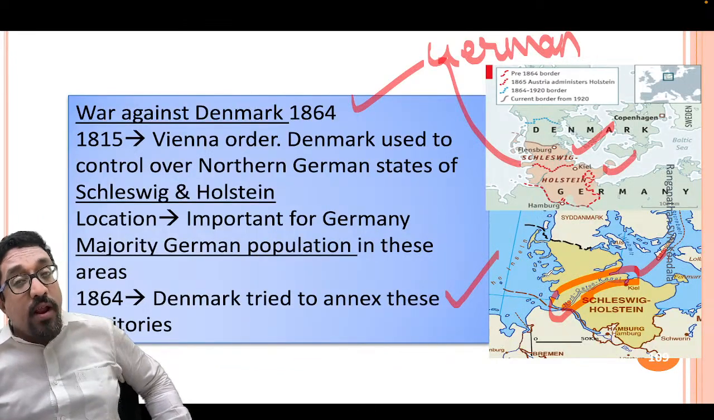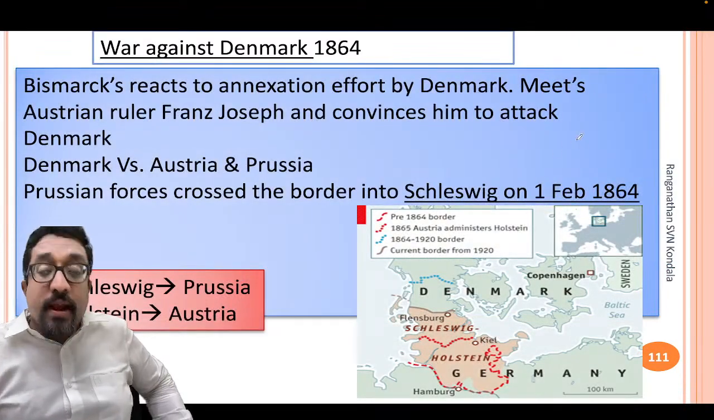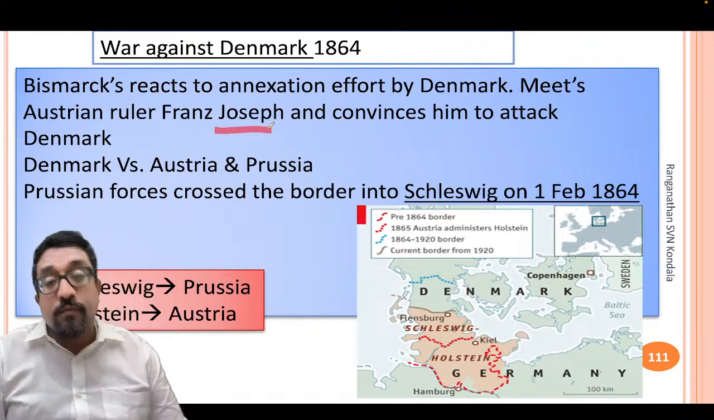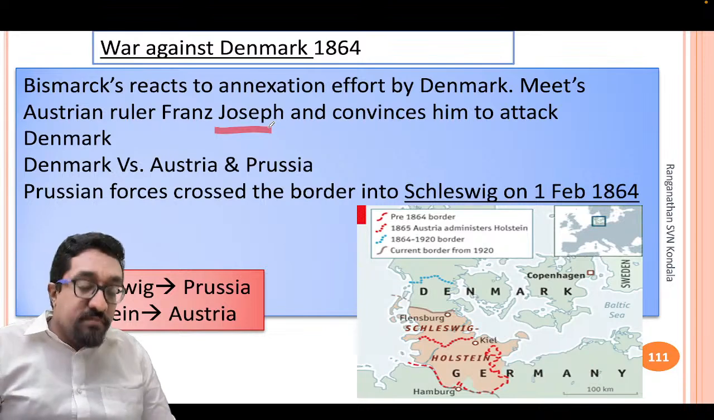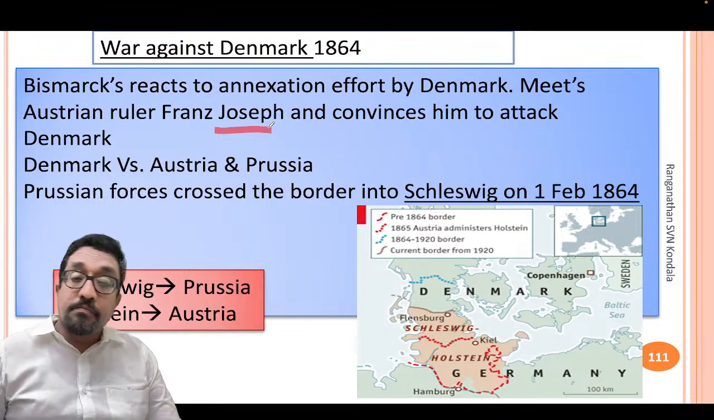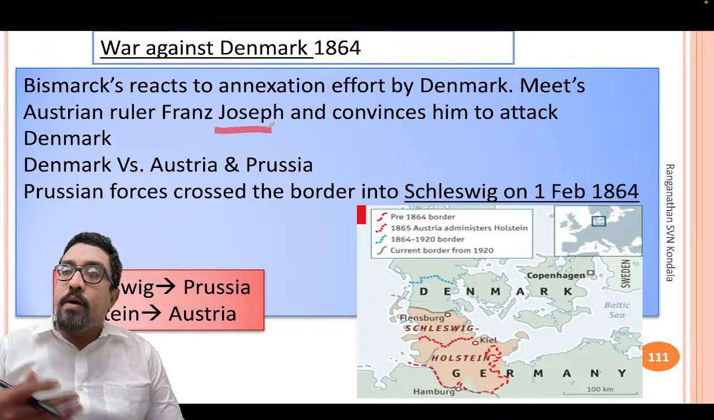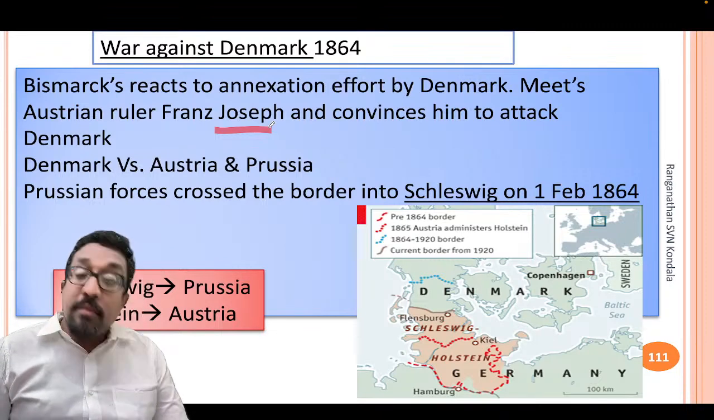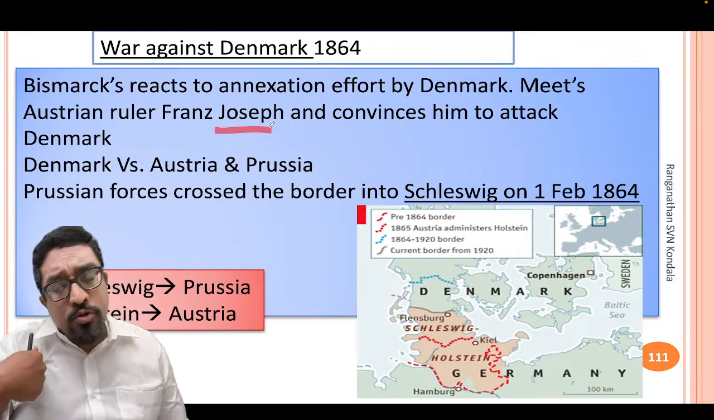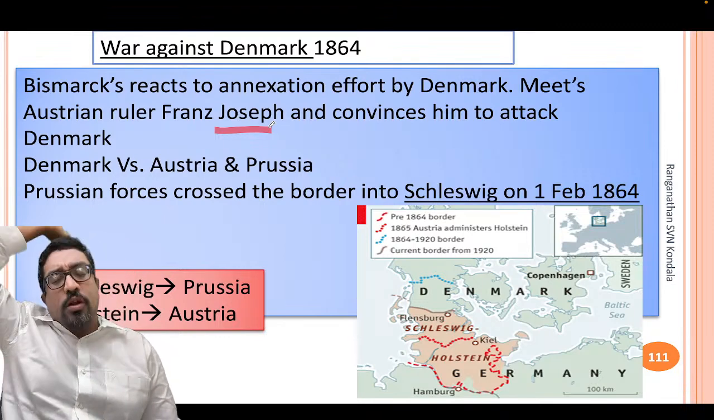Now, when Denmark tried to annex these territories, Bismarck reacted immediately. He met Austrian ruler Franz Joseph and convinced him for a joint attack. Bismarck went to Austria and told Austria, see, तुम्हारा हमारा जो झगड़ा है वो अपना है, पर फिलहाल Schleswig-Holstein are Germans. You are also German, I am also German. So let us together first save our Germans, उसके बाद we will decide our future.